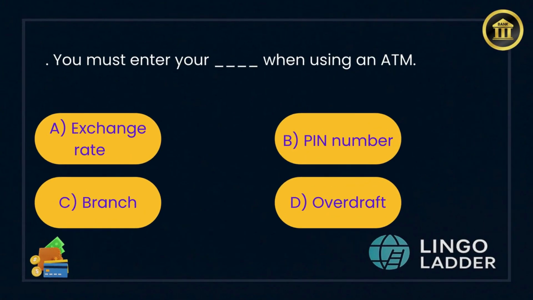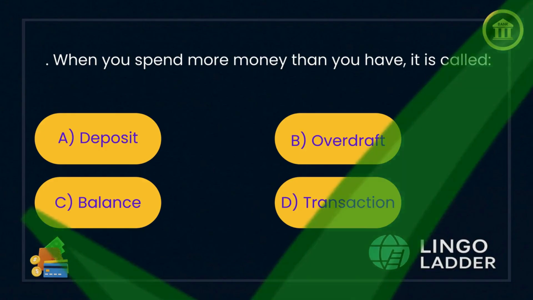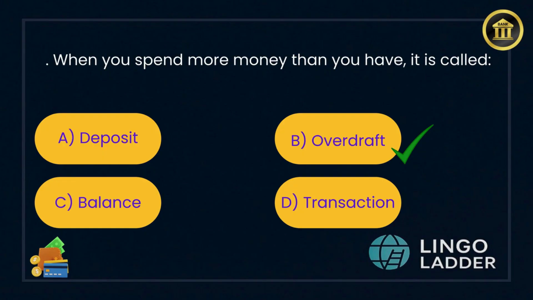5. You must enter your when using an ATM. Correct answer is PIN number. 6. When you spend more money than you have, it is called Correct answer is overdraft.